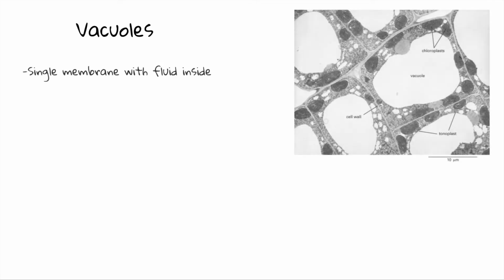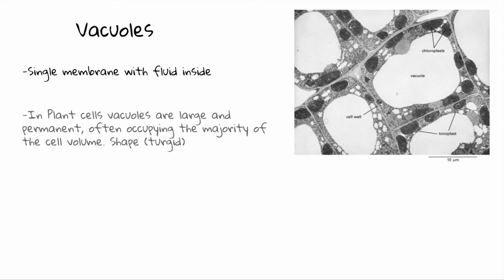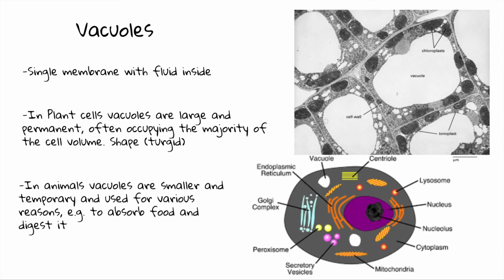Vacuoles. Vacuoles are single membranes with fluids inside. In plant cells, vacuoles are large and permanent, and they often occupy the majority of the cell's volume, and they keep the cell turgid. In animals, vacuoles are smaller and temporary, and they are used for various reasons, for example, to absorb food and digest it. So they are very much like vesicles.